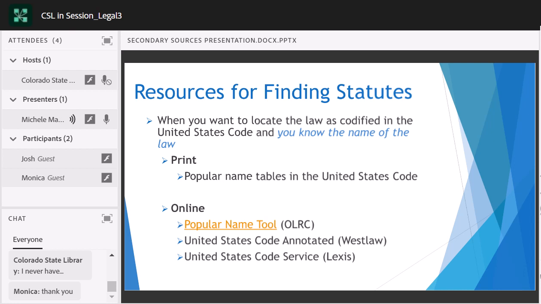So when you want to locate the laws codified and you know the name of the law, again, we're back to that popular name table. It's available in the U.S. Code. Online, there's the Popular Name Tool, which is available on the Office of Law Revision Council website. And those other two resources I've mentioned, you may not have access to: the United States Code Annotated in Westlaw or the United States Code Service in Lexis.